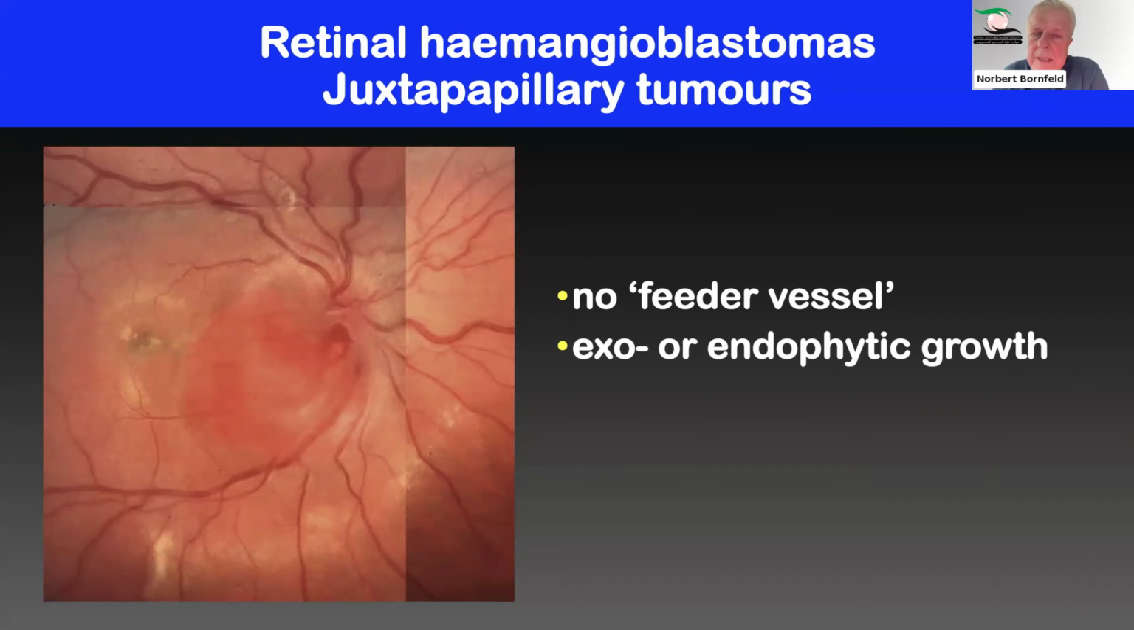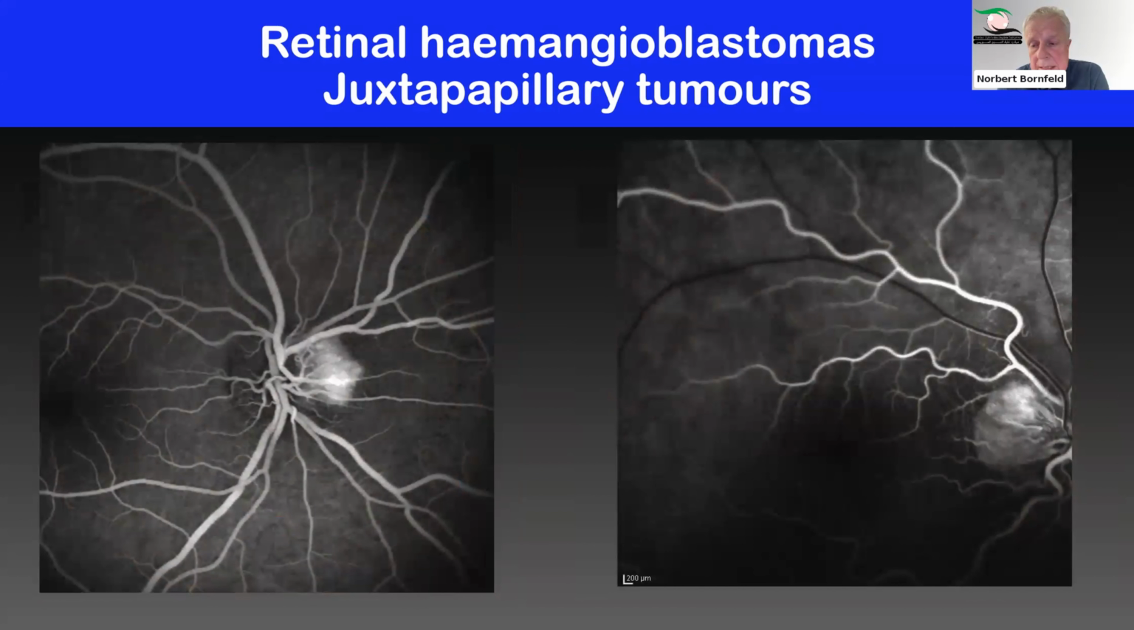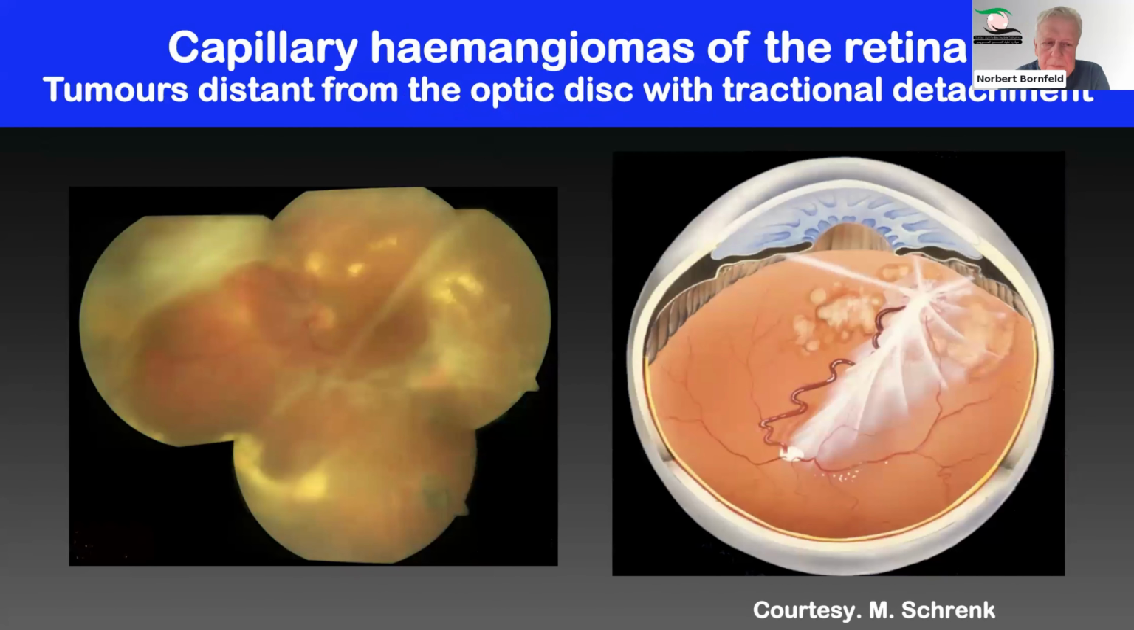Pitfalls in diagnosis are juxtapapillary tumors because these juxtapapillary tumors do not have feeder vessels. They are just sitting close to the optic disc, going exophytic or endophytic at the optic disc, and they are just a large mass close to the optic disc and have no feeder vessels, but these are hemangioblastomas. Here again are 2 patients, and it doesn't look like a juxtapapillary tumor, but if you do angiograms, you see that there's a juxtapapillary choroidal retinal hemangioma with leakage of dye in the late phase of the angiogram, and these are tricky and may be overlooked in a clinical examination.